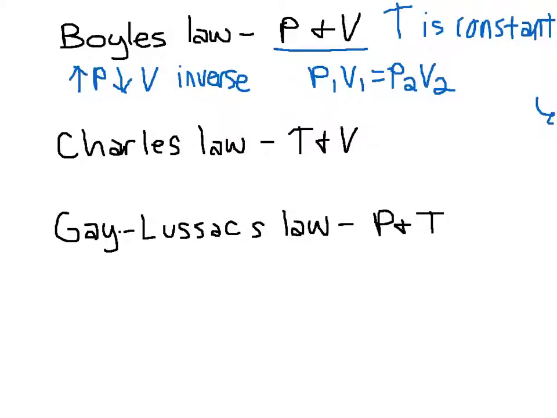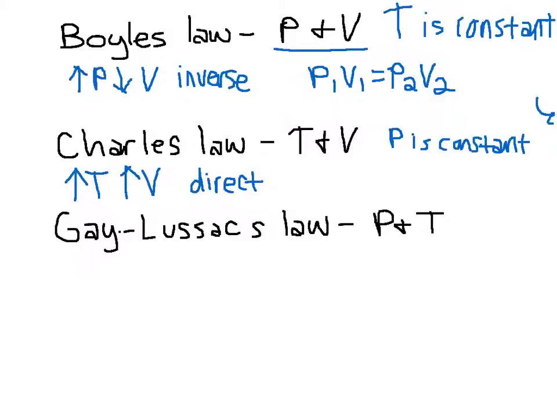Okay, moving on to Charles' Law. Charles' Law relates temperature and volume together. In these, pressure is constant. Temperature and volume have a direct relationship. So what that means is if temperature increases, so does the volume. So this is called a direct relationship. And the formula we use for Charles' Law is V1 over T1 equals V2 over T2.